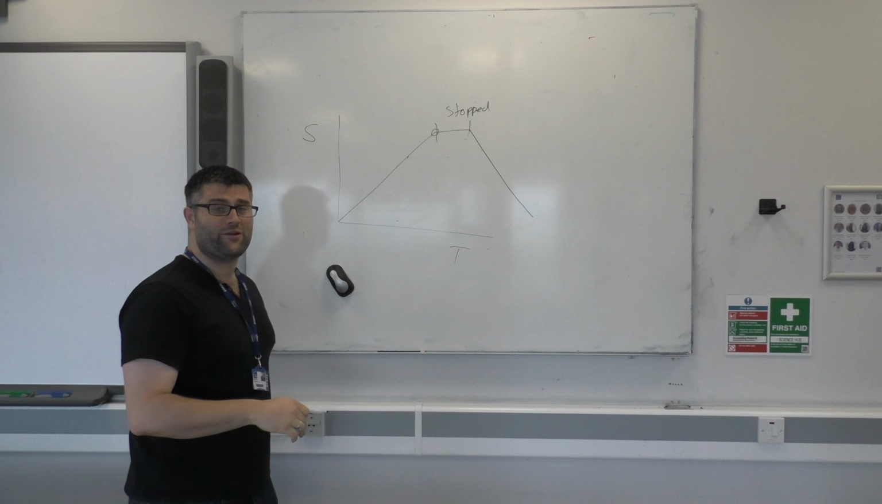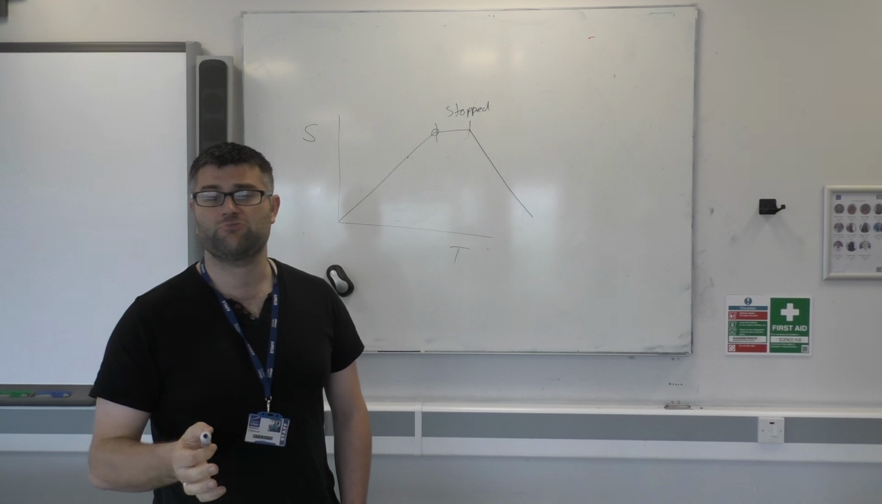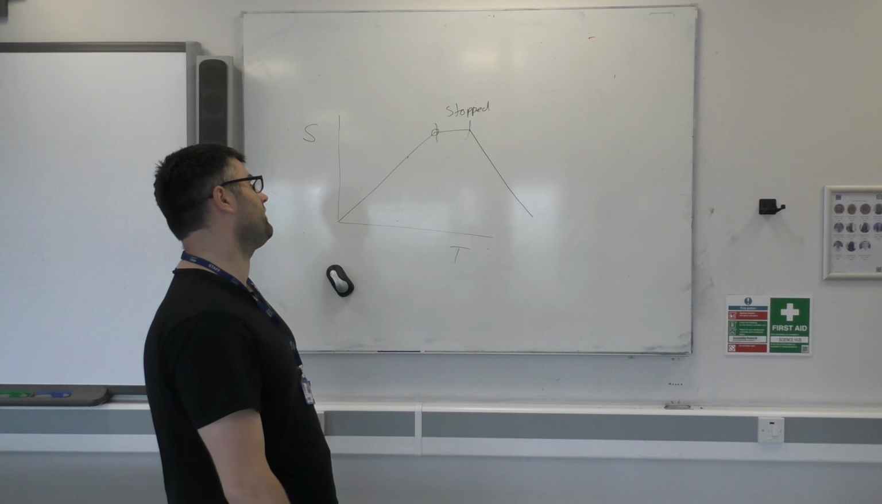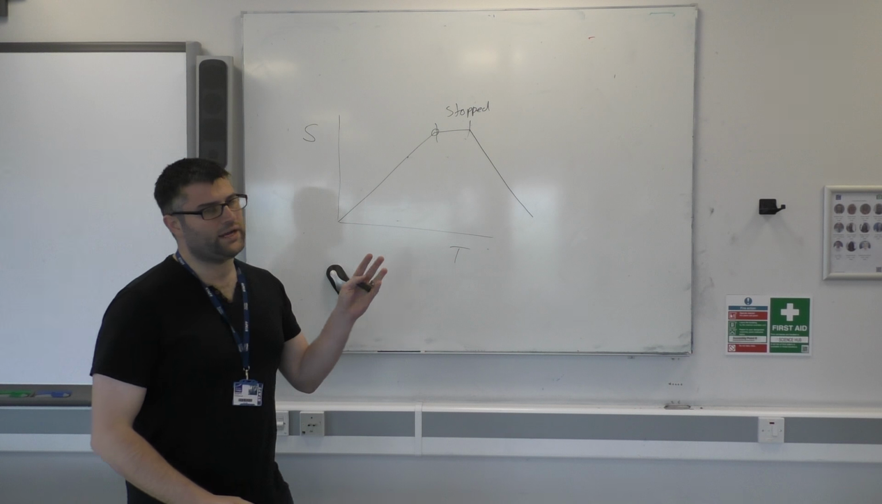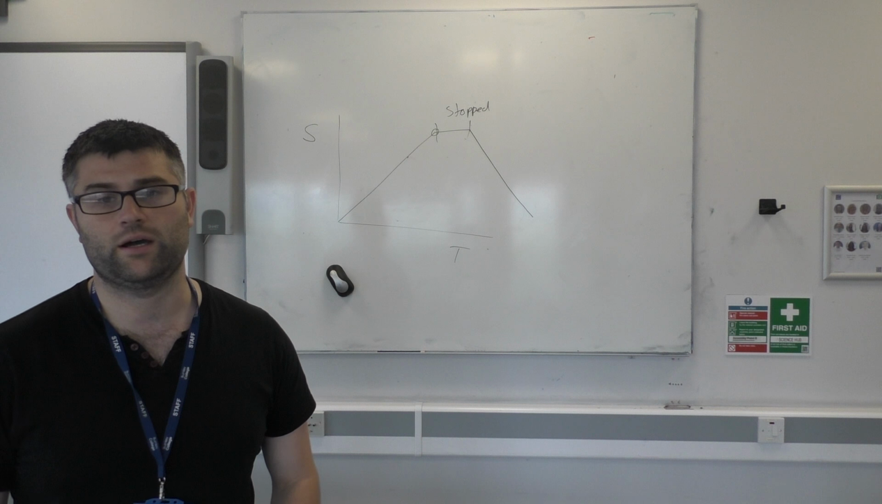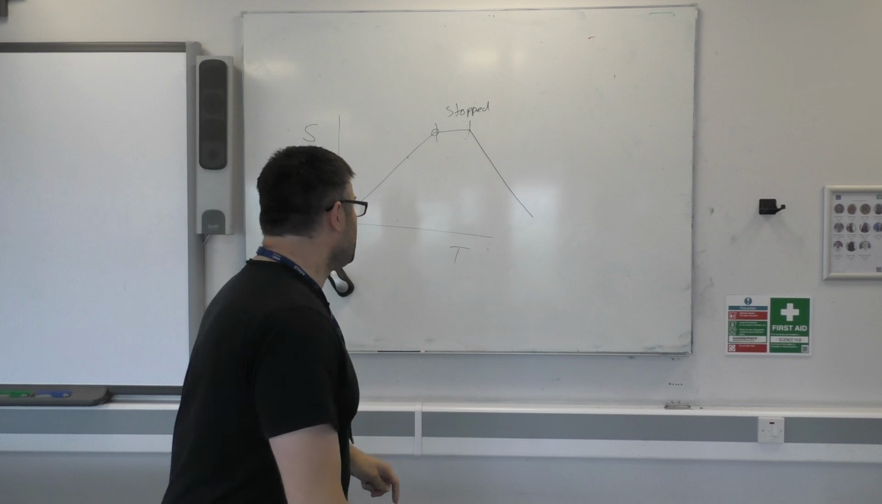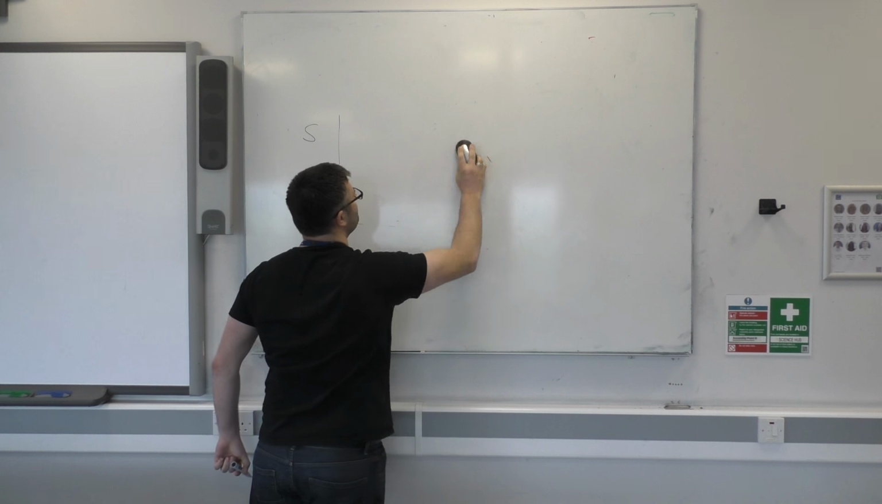Again, you can work out the gradient in the same way, delta y over delta x. Delta just means the change, okay, if you weren't aware of that. So that's a very simple view of a displacement time graph, okay? So let's look at velocity now. Let's look at velocity.